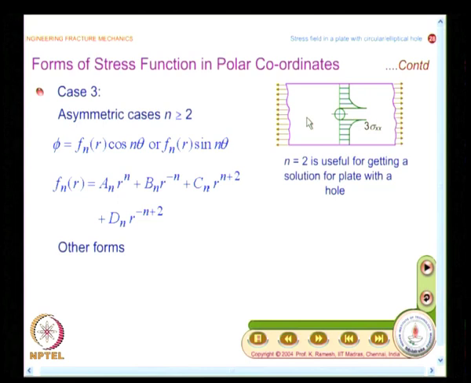Quite a good variety of problems you have been able to solve by taking stress function in this nature. There are also other forms of stress function.